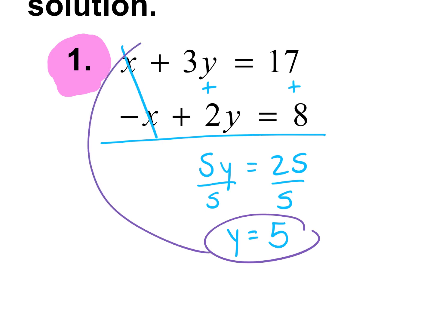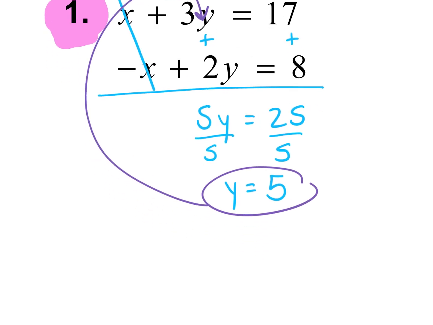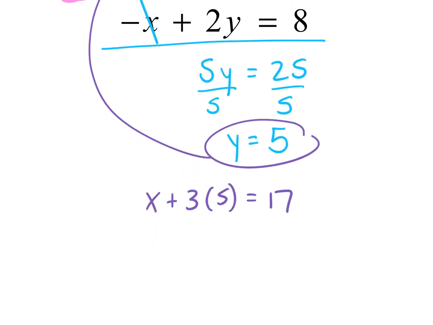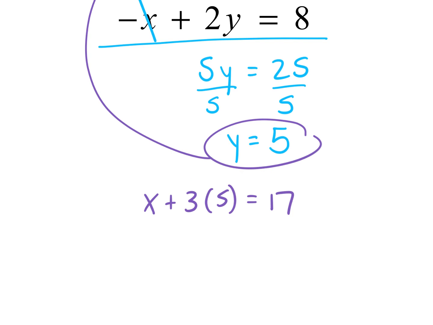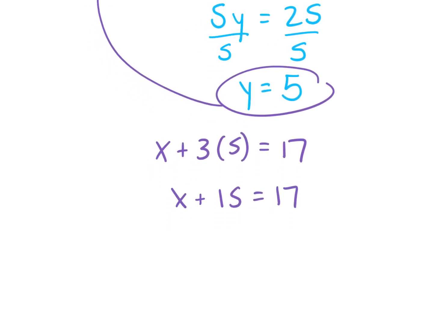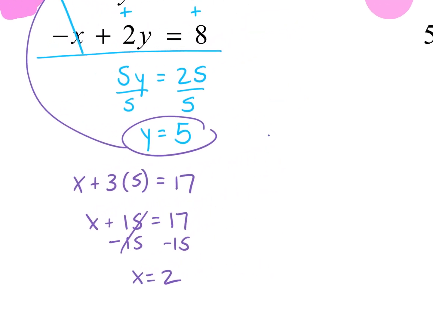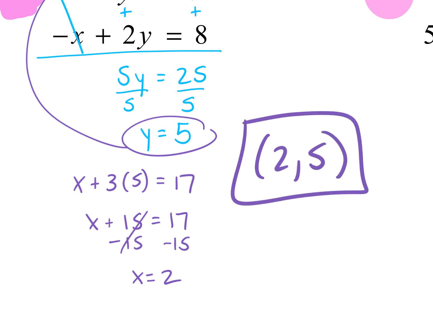Plug it in, thank you. So we plug it into y. So I have x plus 3 times 5 is equal to 17. What do I do next? Multiply. So 3 times 5 would be 15. And then subtract. So x is equal to 2. Marco, how do I write my answer? 2 comma 5. Perfect. Always your x and then your y.